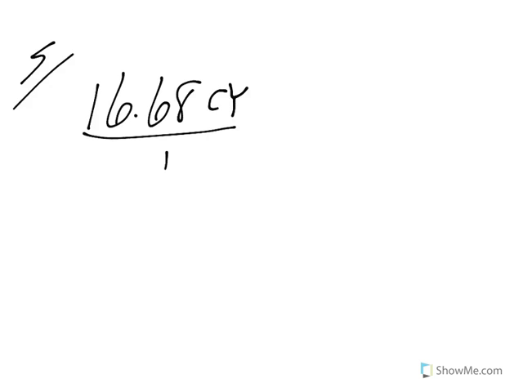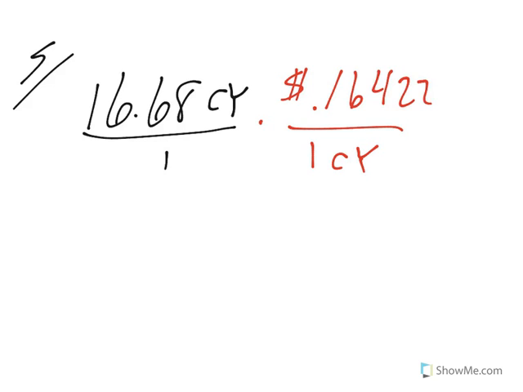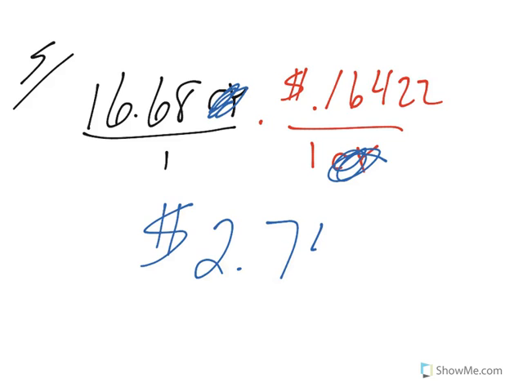Let's look at number 5. McDonald's Big Mac costs 16.68 Chinese yuan. Compare that to US dollars. Okay, well, I want 1 Chinese yuan in the bottom. So that means I'm looking for US dollars in the top. That's the middle column. So I will have 0.16422. My Chinese yuans cancel out. I multiply across. And that Big Mac in US dollars would be 2.74.